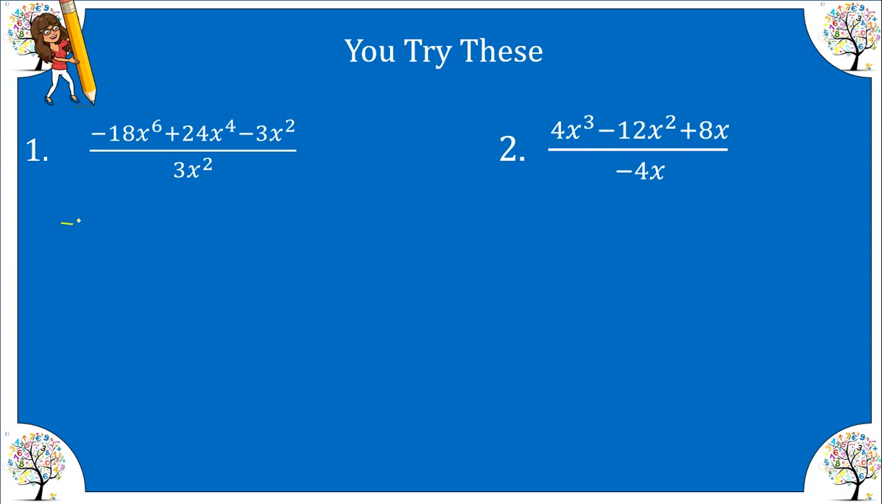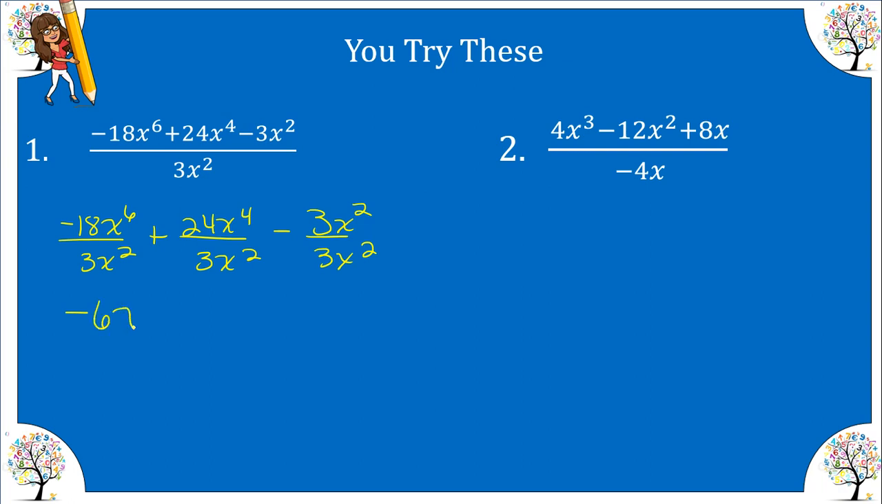Okay, on number 1, let's write out each term. Plus 24x to the 4th divided by 3x squared minus 3x squared divided by 3x squared. Okay, so 3 can go into, is divisible by each of these. And this exponent 2 is either equal or less than these, so we're good to go. So we have a negative 6x to the 4th, 6 minus 2, plus 24 divided by 3 is 8. We have x squared minus, again, this doesn't cancel, it's a minus 1.